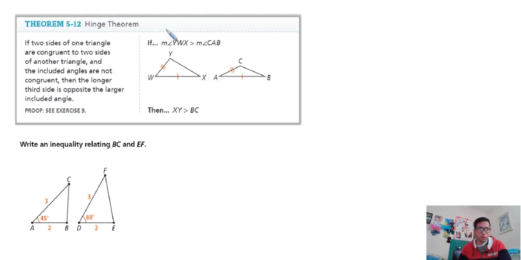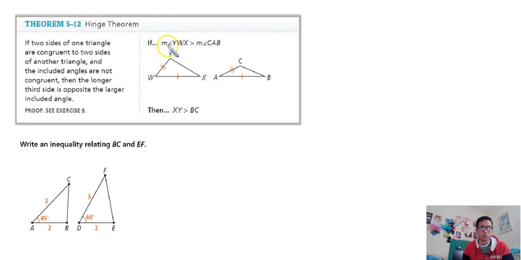All right, let's start with the first theorem, which is Theorem 5-12, the hinge theorem. The hinge theorem states that when two triangles have two pairs of congruent sides and the angles between those sides are unequal, the pair of sides opposite those angles are also unequal. The side opposite the smaller angle is shorter than the side opposite the larger angle. So it's this one.